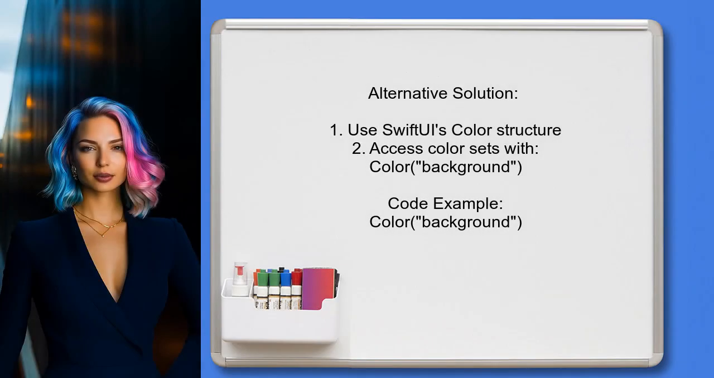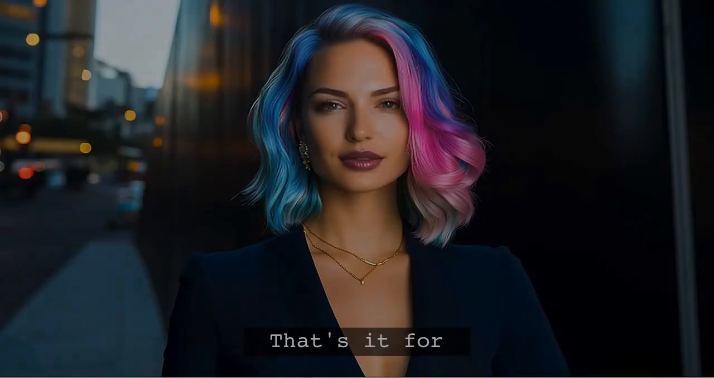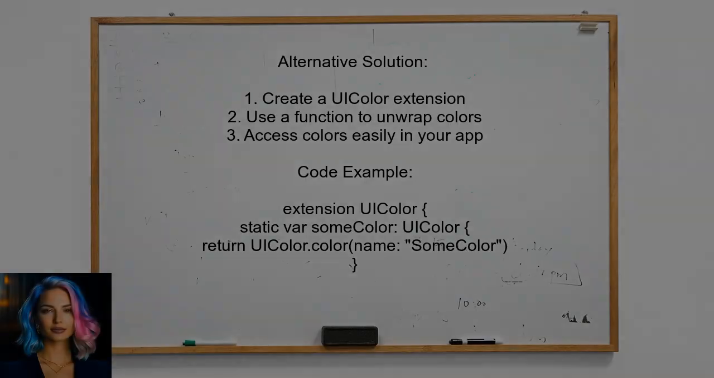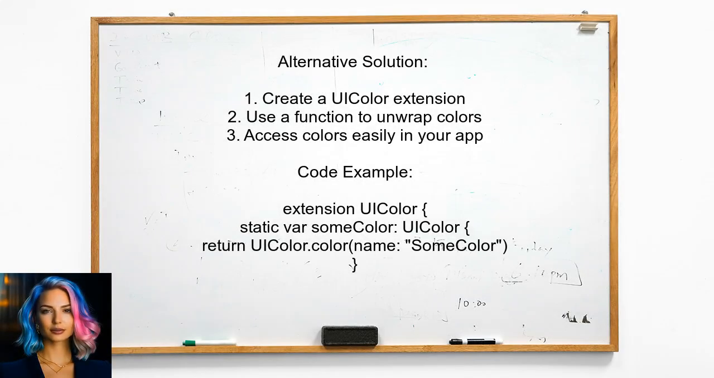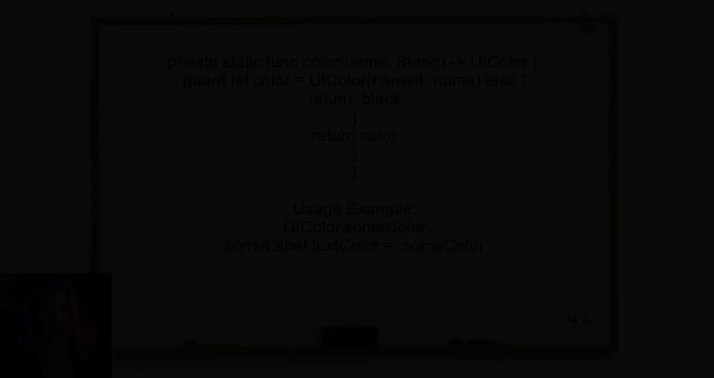An alternative approach shared by another user involves using SwiftUI's Color structure. You can easily access your color sets by calling the initializer with the asset name directly. That's it for that response. Let's explore another one. An alternative approach shared by a user involves creating an extension for UIColor. This extension allows you to unwrap colors from your asset catalog, making them easily accessible throughout your app.